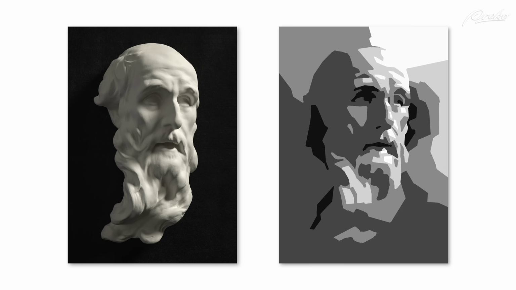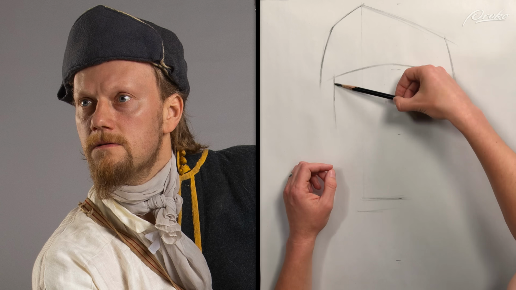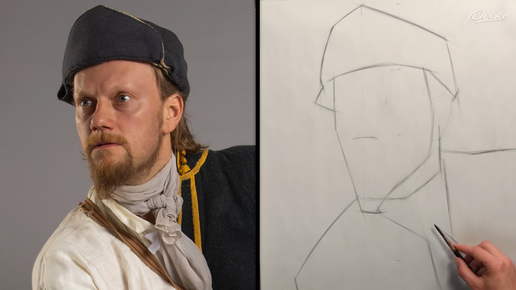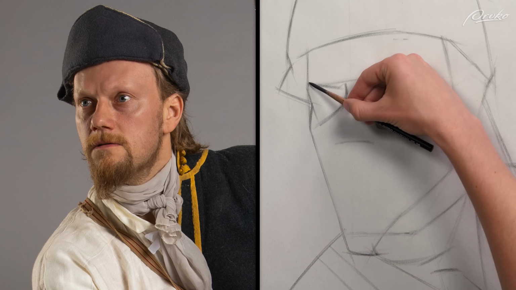You can also do some thumbnails to figure out your composition. And then move on to the larger drawing, applying everything you just learned about designing value groups. Do this as a full page drawing. Don't make it too small or you're gonna really struggle controlling the values.